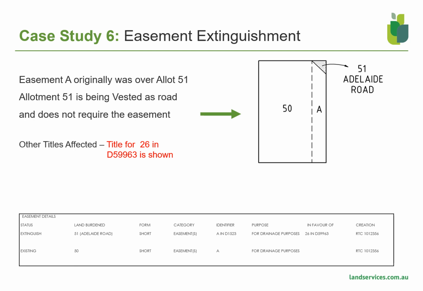The extinguished note below the diagram shows allotment 26 in deposited plan 59963 is described in the in favour of panel, and they are extinguishing their easement over allotment 1, being Adelaide Road. The easement over allotment 50 is carried forward.